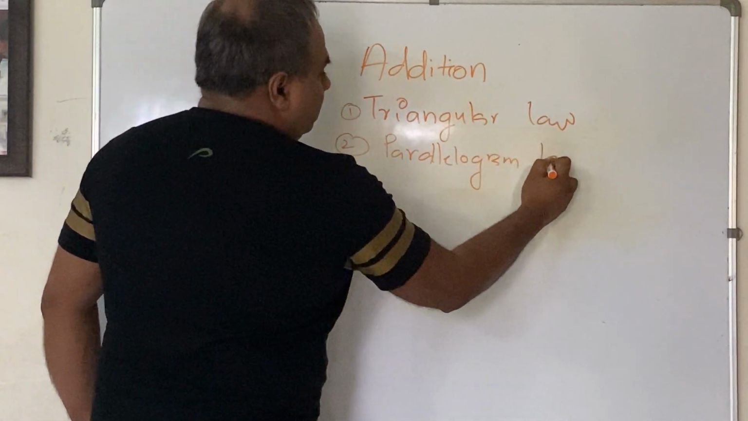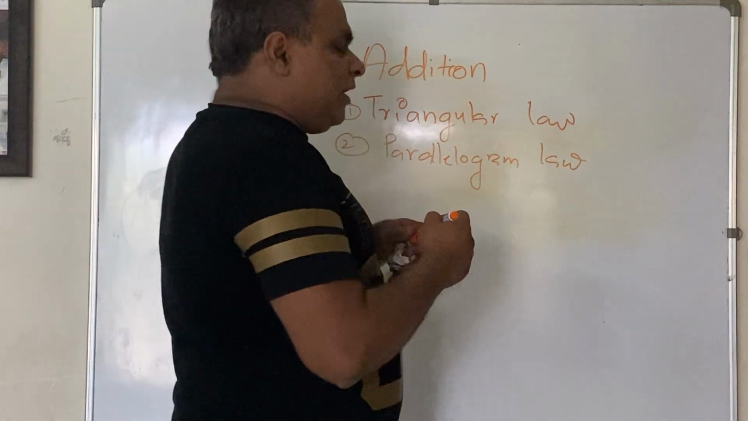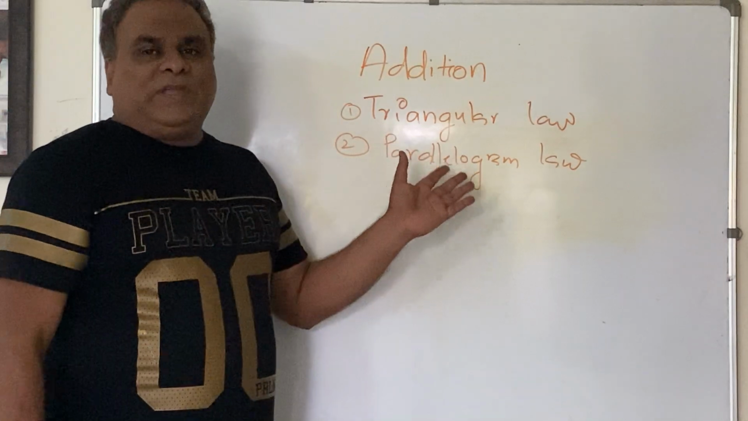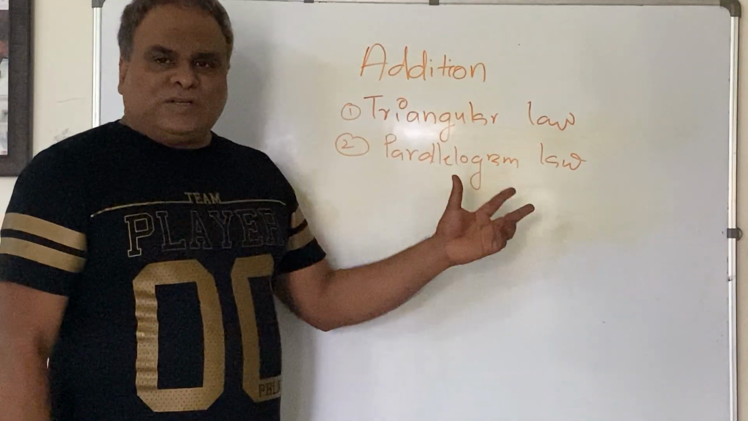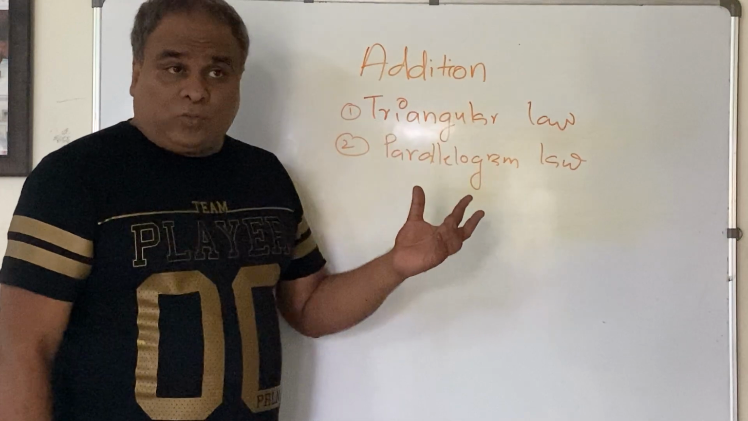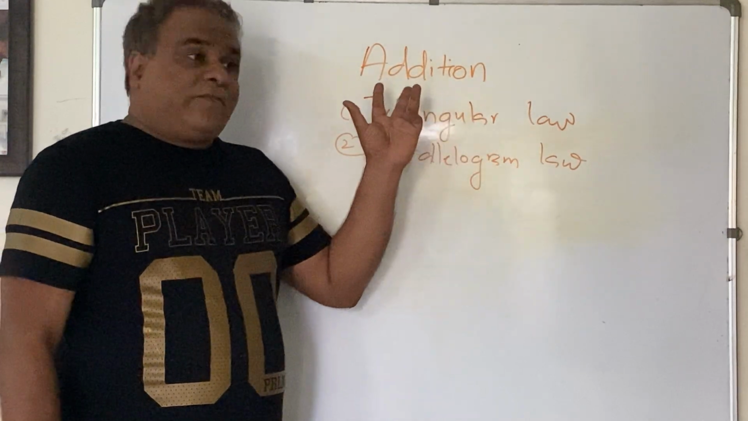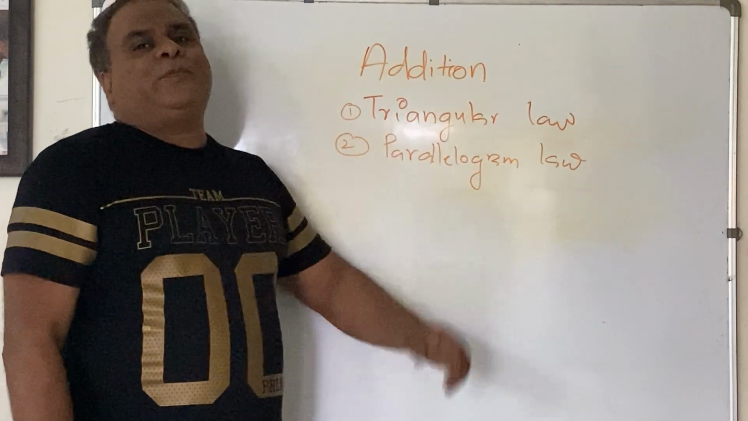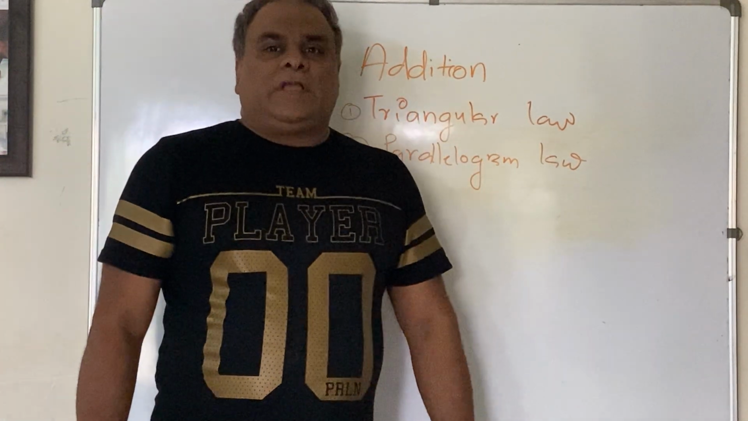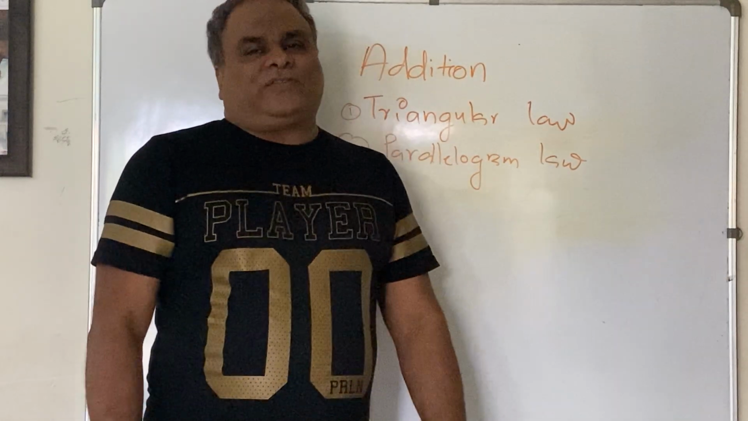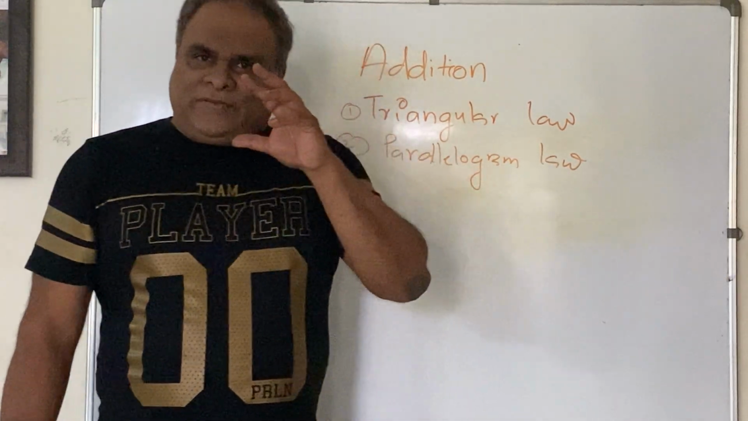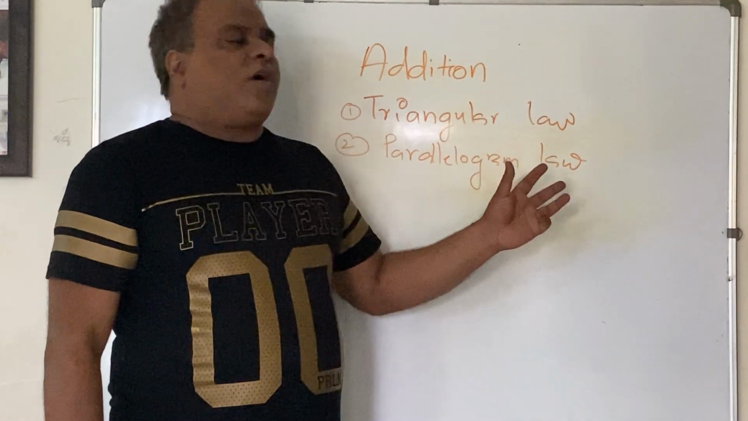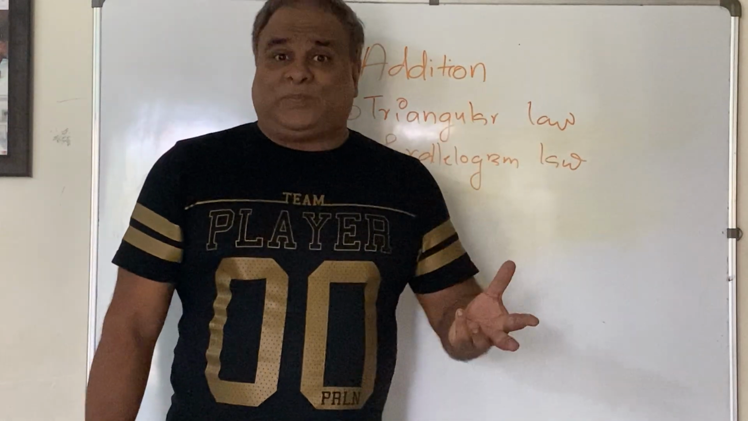So the point you understood: scalars obey the ordinary rules of algebra, but vectors won't obey the rules of algebra. So for addition, multiplication, everything we have special rules. For addition, we have two laws for vectors. One is the triangular law, the second one is the parallelogram law. Now, why do we need two laws? For everything there is a reason, right? So why do we need two laws for this addition? That's what I am going to explain now.